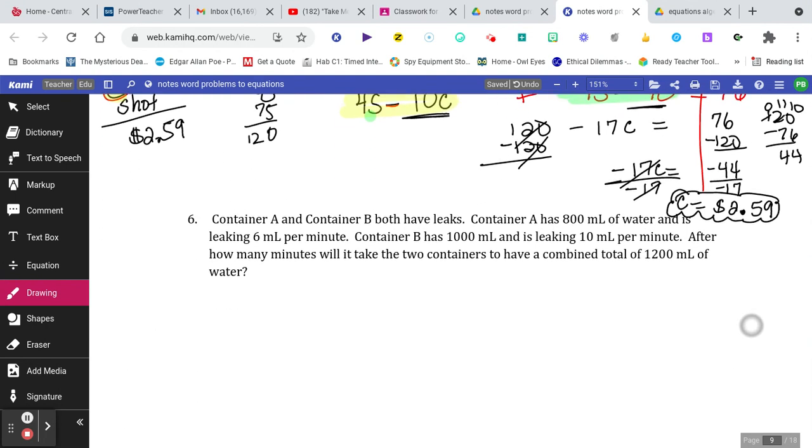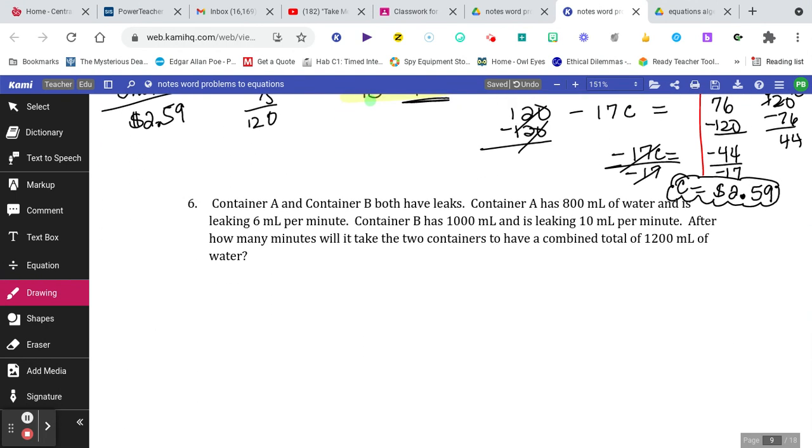All right, let's take a look at number 6. Container A and container B both have leaks. Container A has 800 milliliters of water and is leaking at 6 milliliters per minute. So although it has 800 milliliters of water, 6 milliliters are coming out every minute. Container B has 1,000 milliliters and is leaking 10 milliliters every minute.